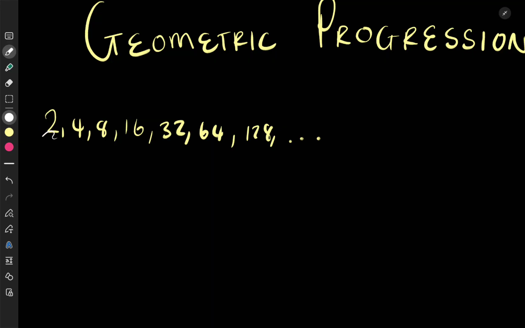Now, let's first find the common difference. Let's try to find what is 4 minus 2? It's 6. What is 8 minus 4? It is 4. Oh, sorry. 4 minus 2 is 2. 8 minus 4 is 4. 16 minus 8 is 8. 32 minus 16 is 16. 64 minus 32, you see, it keeps going, it's 32. Then this one is 64.